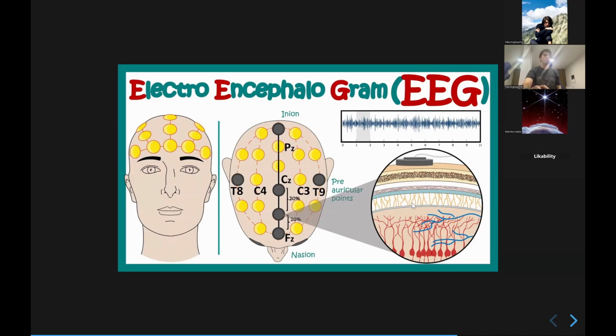And then the left side of our brain has odd numbers, the right side has even numbers. Like here will be F3, here will be F4, then here will be F5, here will be F6, and so on. So the farther away from the midline it is, the bigger the number gets. In the picture, you can see this is C4, this is T8, C3, T9, CZ, PZ, and so on. Every device comes with names for each of the sections.